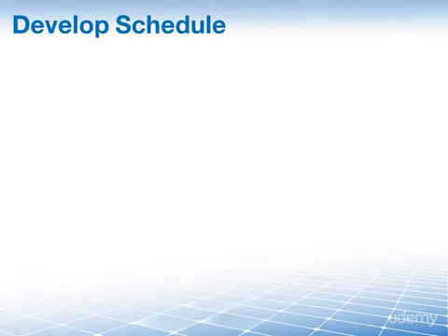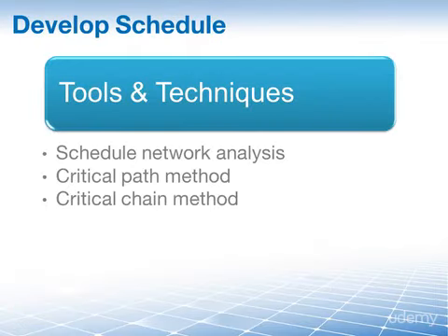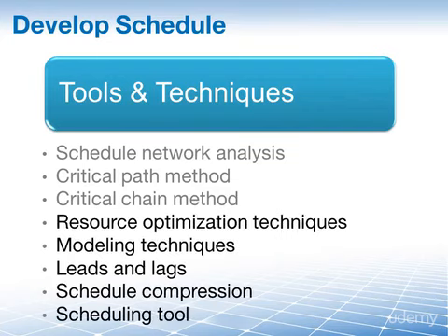Alright, so when it comes to the tools and techniques, we've already reviewed the first 3 in the last part: schedule network analysis, critical path method, and critical chain method. But right now, here in part 3, we are going to concentrate on resource optimization techniques, modeling techniques, leads and lags, schedule compression, as well as the scheduling tool.